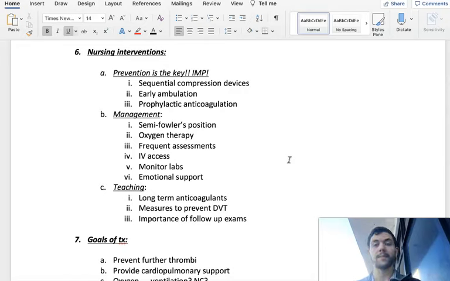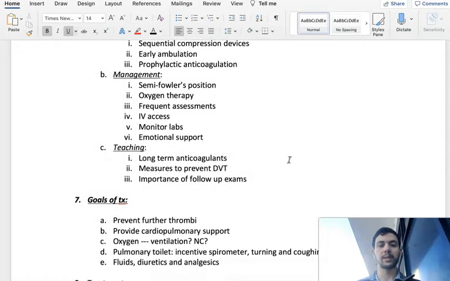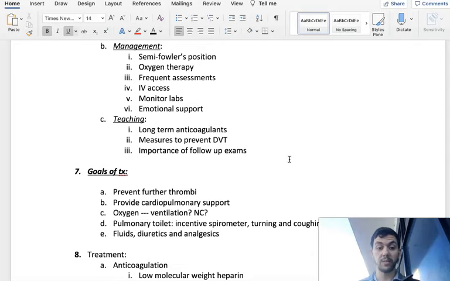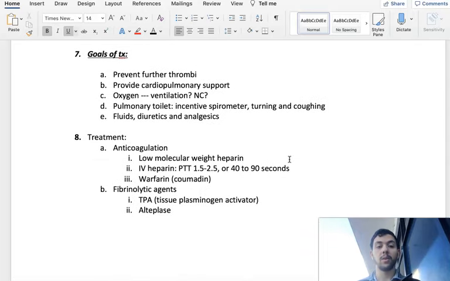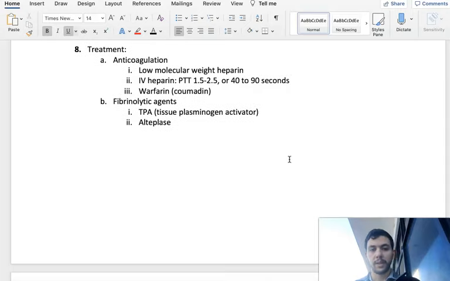You want the management: consult with the physician, oxygen therapy, frequent assessment, IV access, and you want to monitor the labs. Teaching, long-term anticoagulants, and you want to prevent the DVT as well. The goal of the treatment is to prevent further thrombi. You want to provide cardiopulmonary support, oxygen, ventilation if needed, and of course fluids and diuretics and all this kind of stuff. I talked about the anticoagulations.